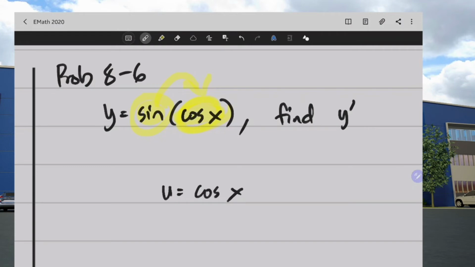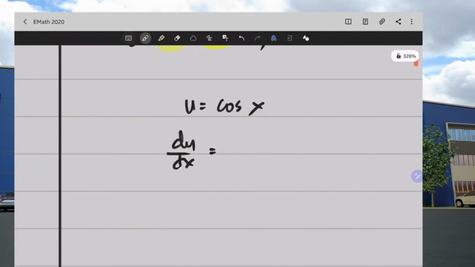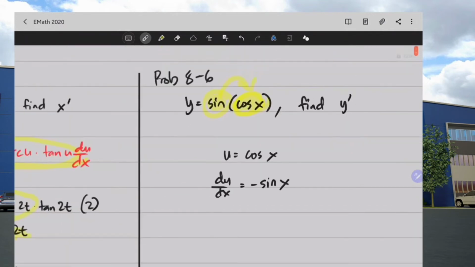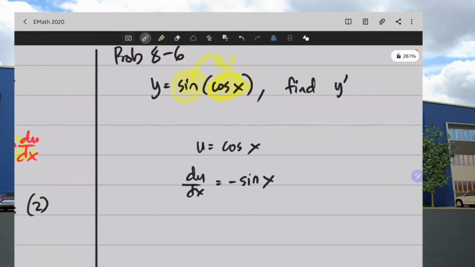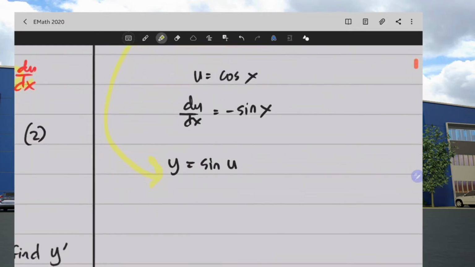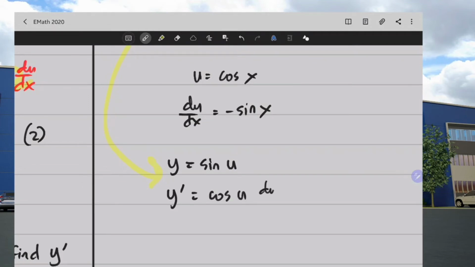Okay? So, yun yung u natin. So, if u is equal to cosine x, it follows that du over dx is just equal to the derivative of cosine x, which is negative sine x. So, if we have y is equal to sine u, because cosine x is u, so therefore, y is equal to sine u. So, therefore, y prime is just equal to, what's the derivative of sine u? That is just cosine u du over dx.